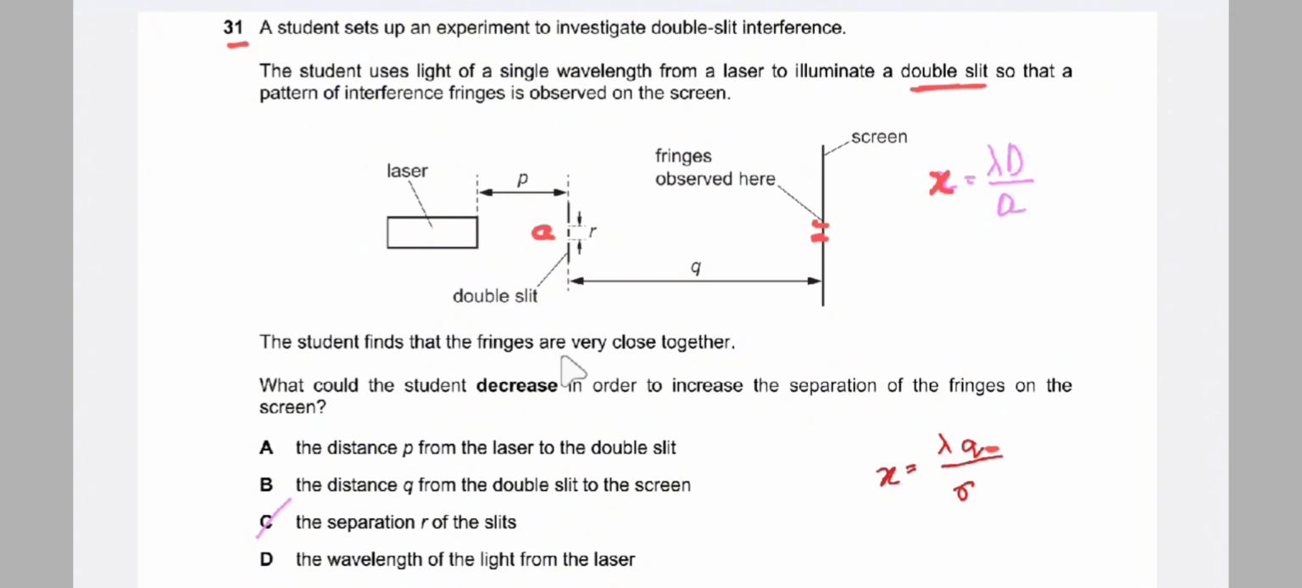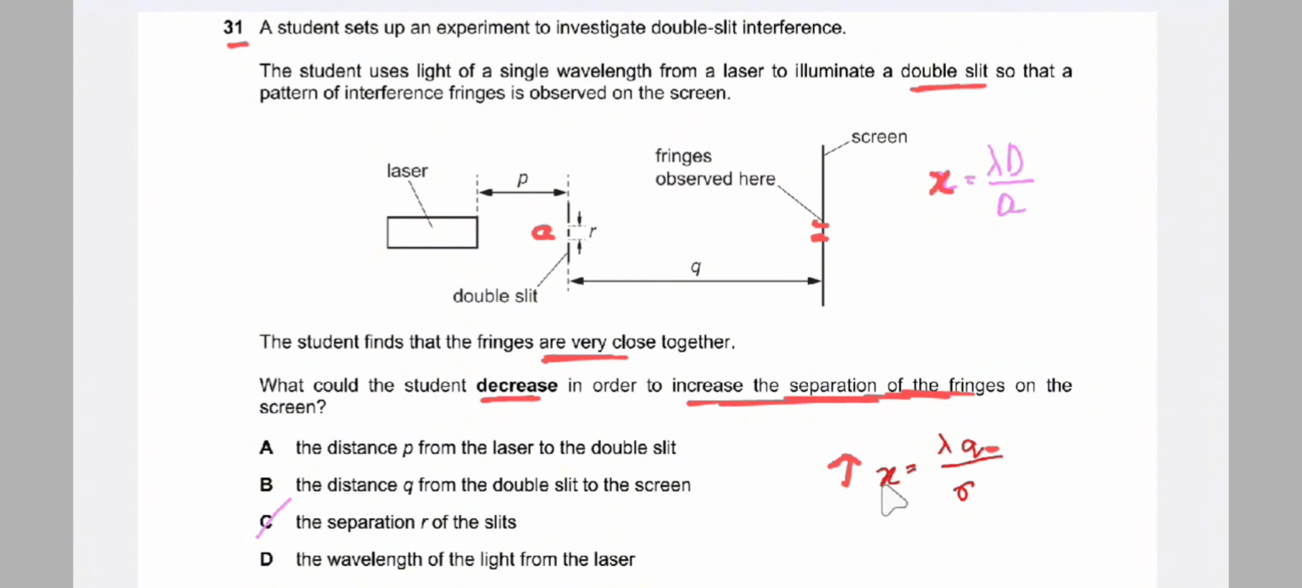The student finds the fringes are very close together, so the fringe separation x is small. Thus, what could the student decrease in order to increase the separation of fringes on the screen? To increase the separation of the fringes on the screen, we need to increase x.